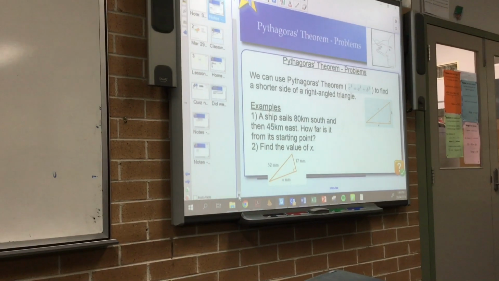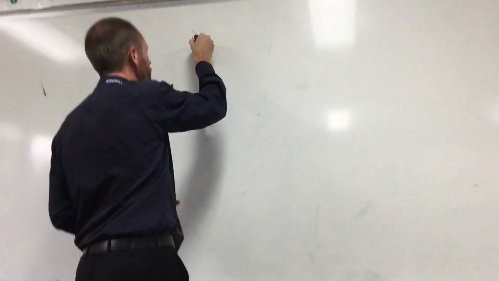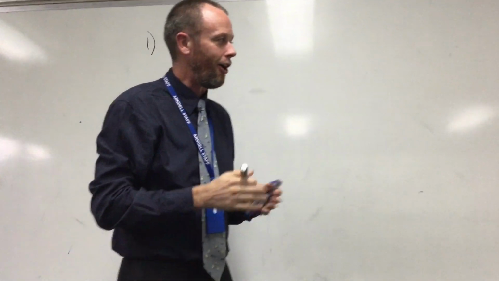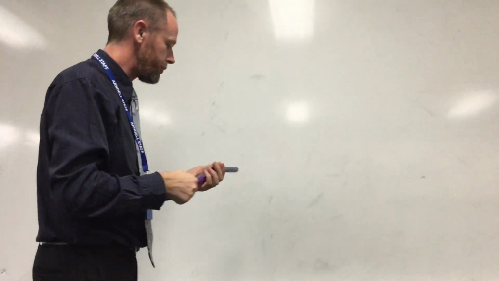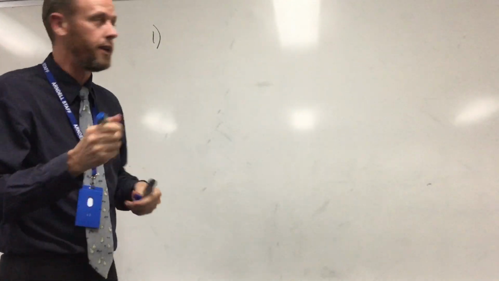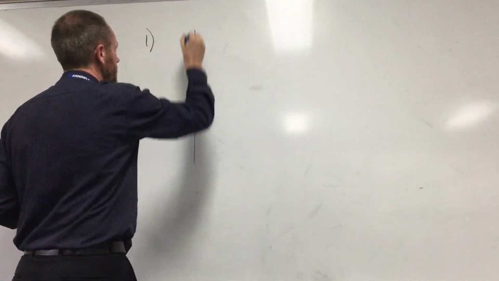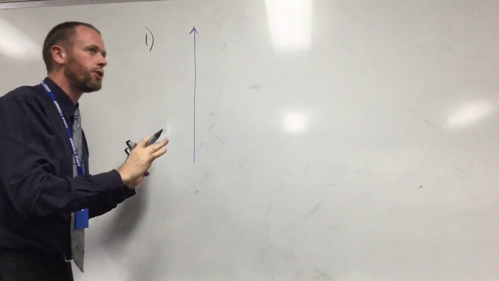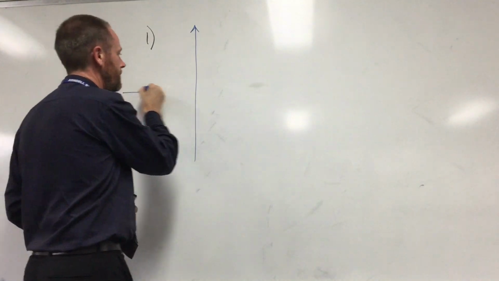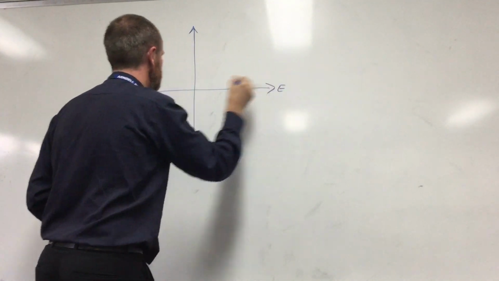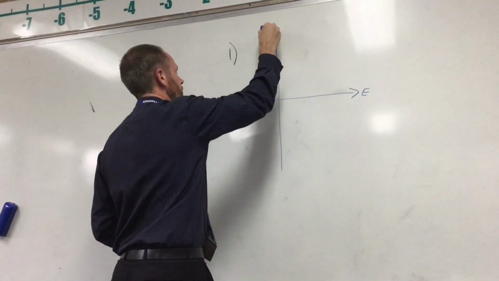So to begin with the first one, when I see a description like that, I need to draw a diagram. Now, because we should be used to our geography, we should know straight away that north, we're going to pretend it always points up. And so we're going to have an east-west as well, okay? North and south.